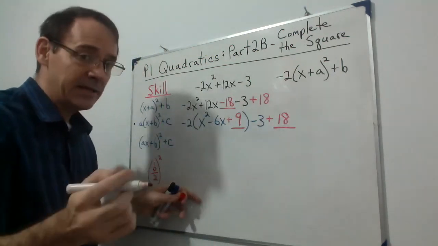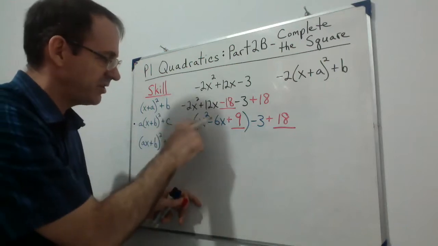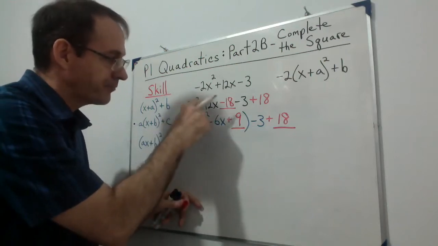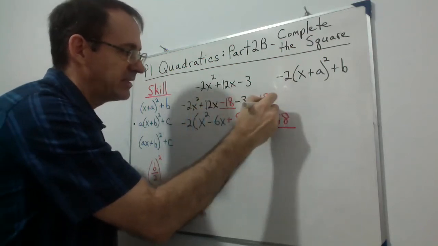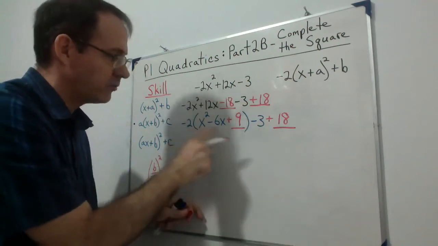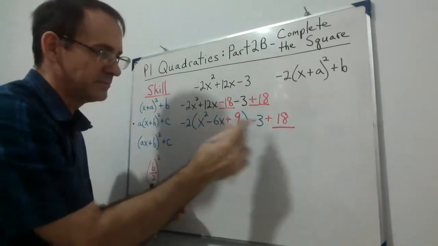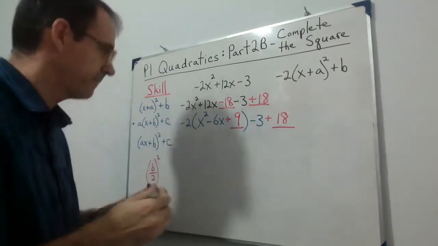So it might be worth your while to take that extra couple of seconds to distribute it back through and see what happens up here and equalize it up here and then bring that down so that you don't forget. A lot of people just put +9, -9 and make a mistake, okay?